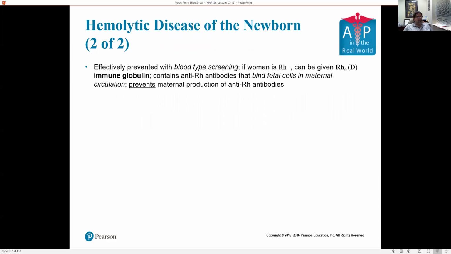Okay, we have a shot we can give these people, developed in the 60s, I believe, called the RhoGAM shot, that will make them not make this anymore. So it prevents them from making the RH antibodies. So it's not a big deal anymore because we have this shot. Any RH negative woman that gets pregnant, they're going to give her the shot so she doesn't make antibodies.